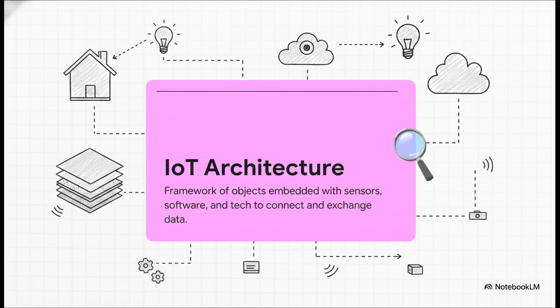So what is it? Think of IoT architecture exactly like the blueprint for a house. It provides the essential layered foundation that allows physical devices to collect, route, and process information. Without this framework, you literally just have a bunch of disconnected electronic gadgets. But with it, you have a living, breathing ecosystem. Just like a house needs a solid foundation, plumbing, and electrical wiring to function, an IoT system relies on a well-designed architecture to make sure data flows reliably from point A to point B.